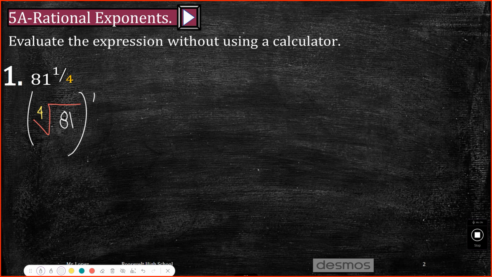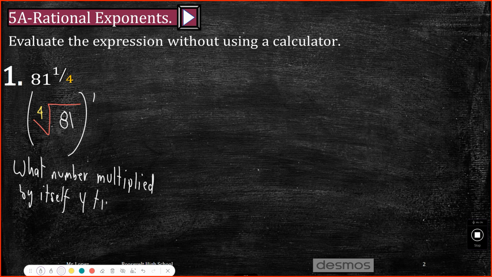All right. So what is the 4th root of 81? Meaning, what number multiplied by itself 4 times is 81? This is what it's asking. What number multiplied by itself 4 times equals 81? Anybody? What is it? What's the answer?